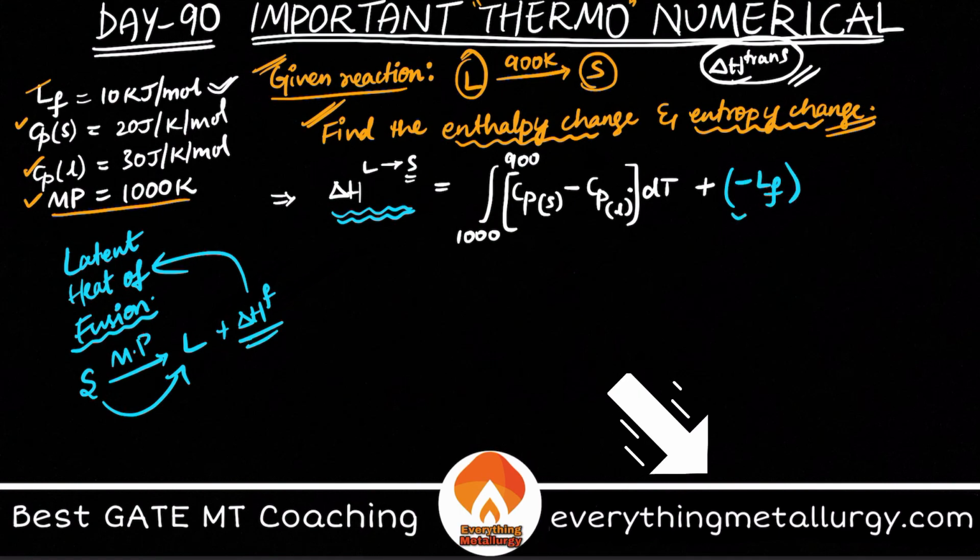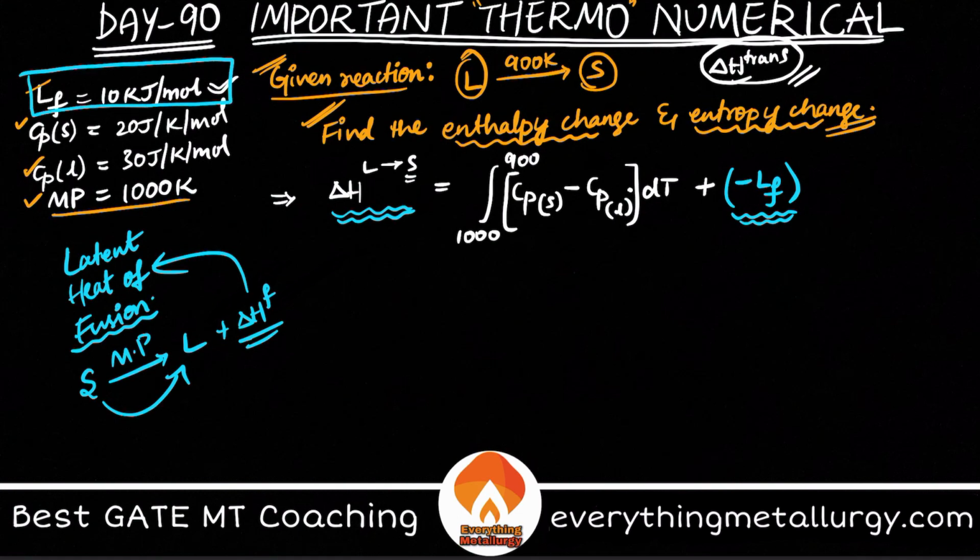This is very important. Why the negative sign? Because latent heat of fusion is in the direction when solid is converted to liquid, but here the reaction we have is liquid converting to solid. That is the reaction we got, right? So this is very important. Let's bring in the values and see.